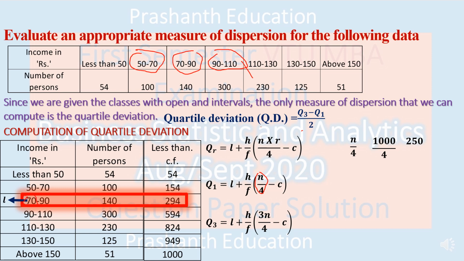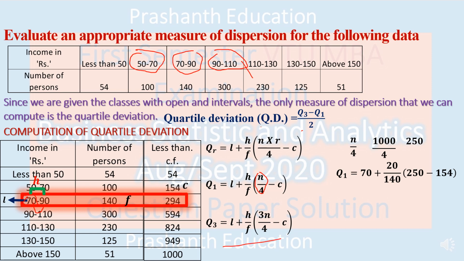Okay, this is L, and the difference between 70 and 90 is H. Then F is the frequency in which it lies. Then C is the cumulative frequency one above it. So the frequency above is C. Now substitute these values in your formula.